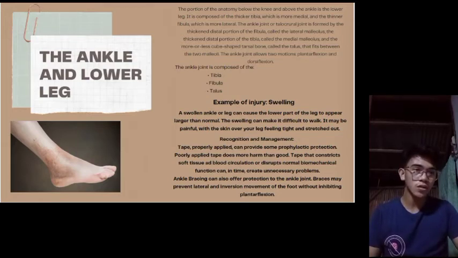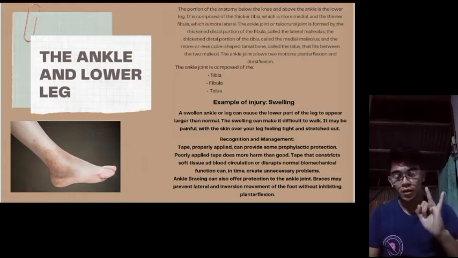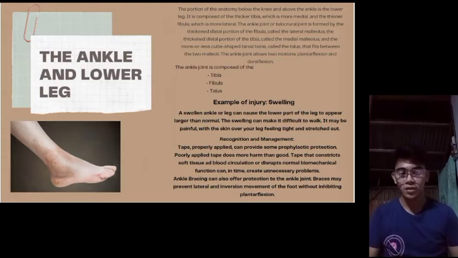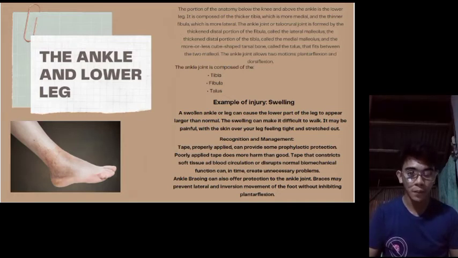The ankle joint allows two motions, plantar flexion and dorsiflexion. The ankle joint is composed of three bones: the tibia, fibula, and talus. An example of injury is swelling. A swollen ankle or leg can cause part of the leg to appear larger than normal. The swelling can make it difficult to walk. It may be painful, and the skin over your leg may feel tight and stretched out.